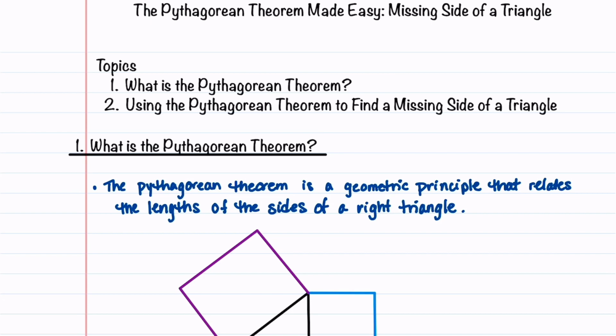In this video, I'm going to explain what the Pythagorean Theorem is and work through example problems where we need to find the missing side of a triangle when two sides of a triangle are known or given.